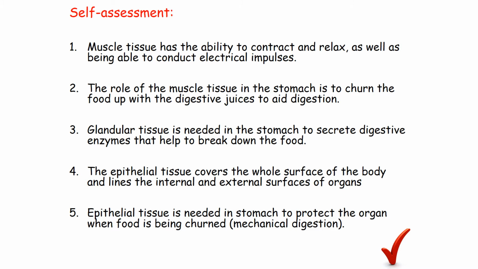What is the main role of epithelial tissue in the body? Well, it covers the whole surface of the body and lines the internal and external surfaces of the organs. And 5, why is this tissue important in the stomach? It's needed to protect the organ when food is being churned during mechanical digestion.